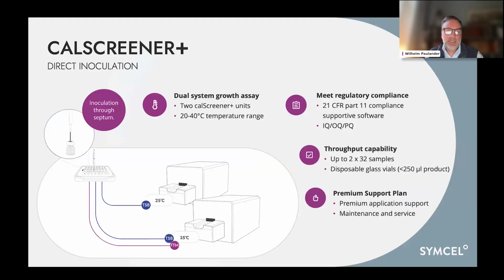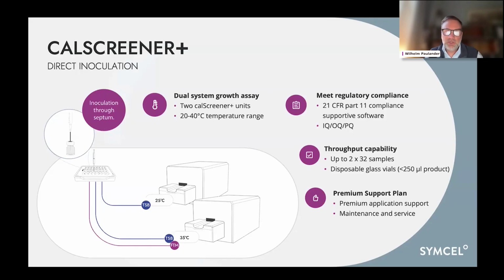If we look at the system and an overview of how the system looks like, it's a twin system with 2 temperatures. One high temperature at 35 and one low temperature at 25. The system can be set to anywhere between 20 and 40, so it's up to the user's discretion what temperature they want to run. We are using 2 different growth media, TSB and FDM, so the classical compendial growth media, but we're using it with one sample in TSB at 25 degrees and two samples, both TSB and FDM, at the high temperature incubation.